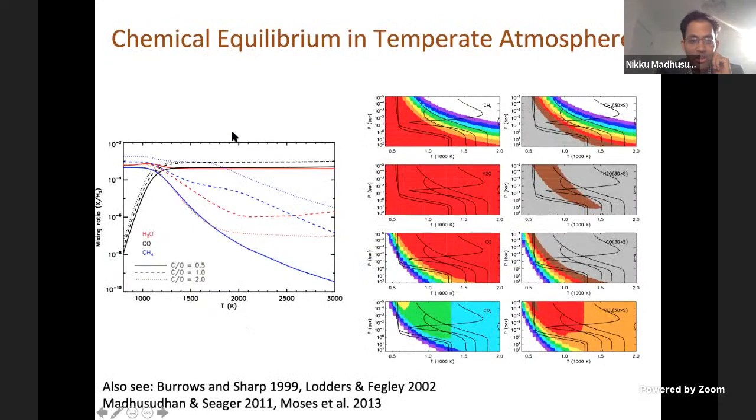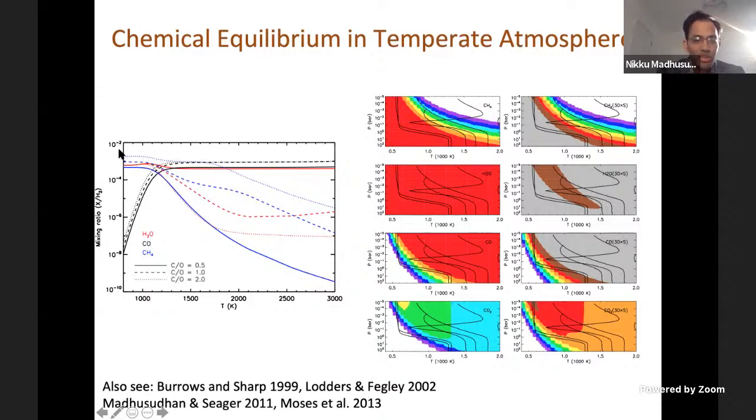So this is a plot showing chemical equilibrium in temperate atmospheres. It's a complicated looking plot, but we'll just focus on carbon monoxide and methane here. Just look at the black and blue curves. As a function of temperature, for a solar abundance elemental composition, you will see that as temperature increases, methane decreases, CO increases. That's all you need to know. So in chemical equilibrium, that is what you would expect.